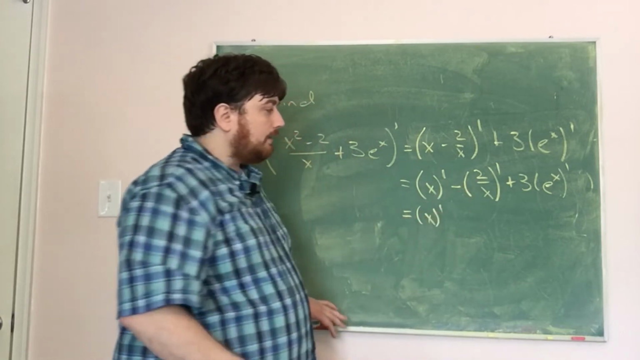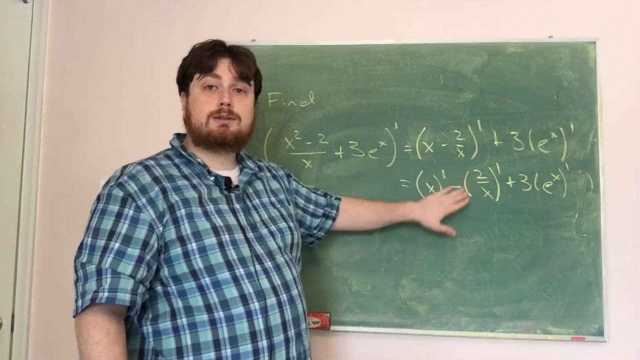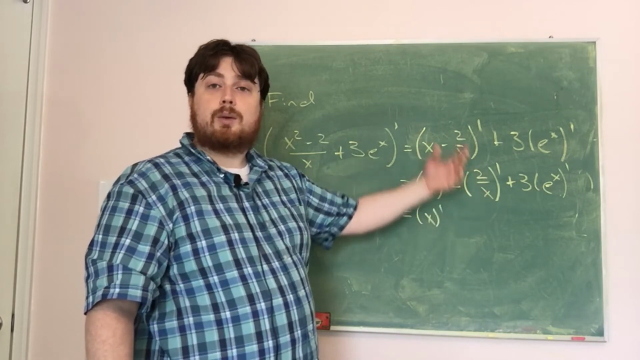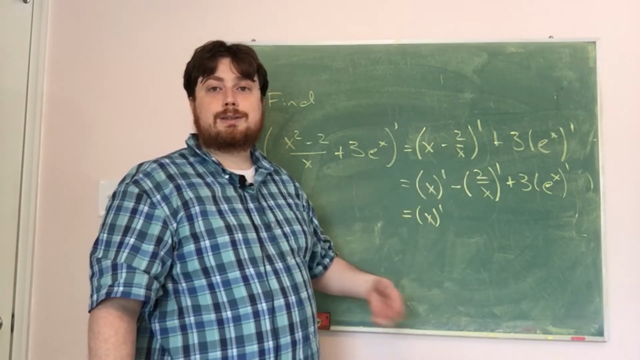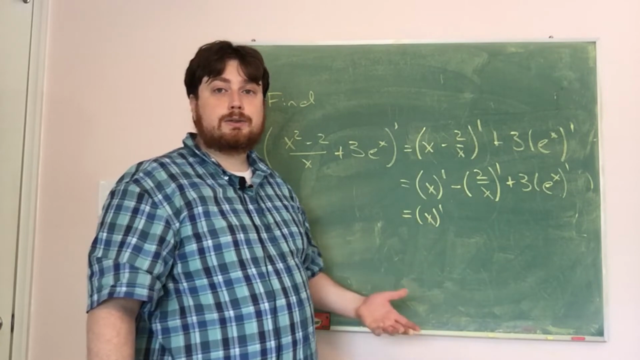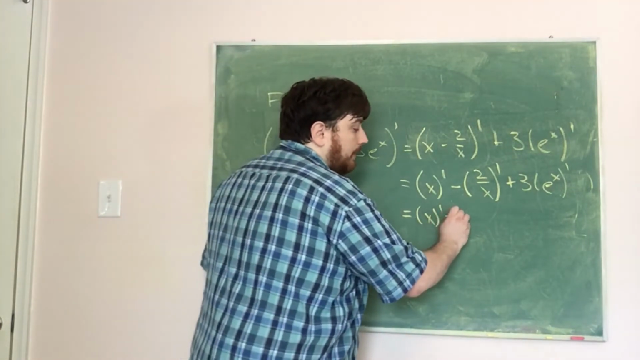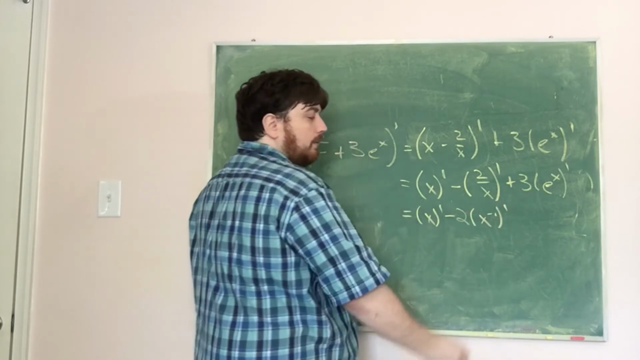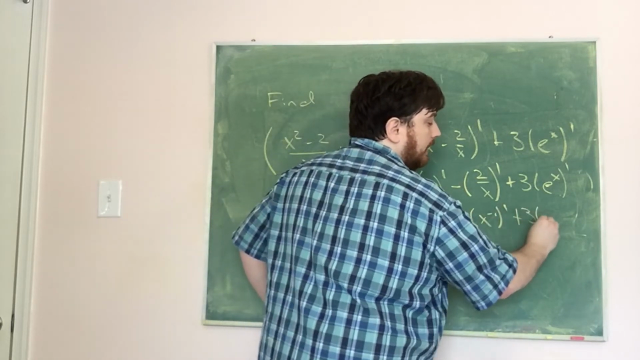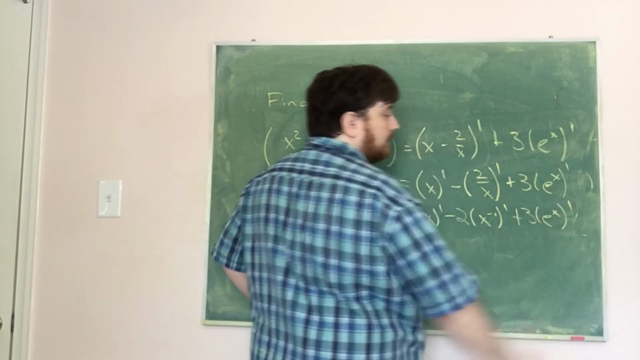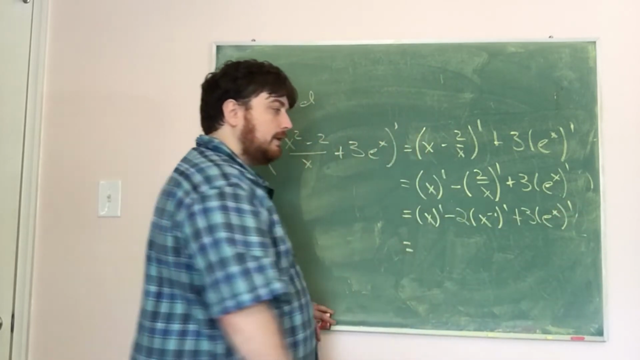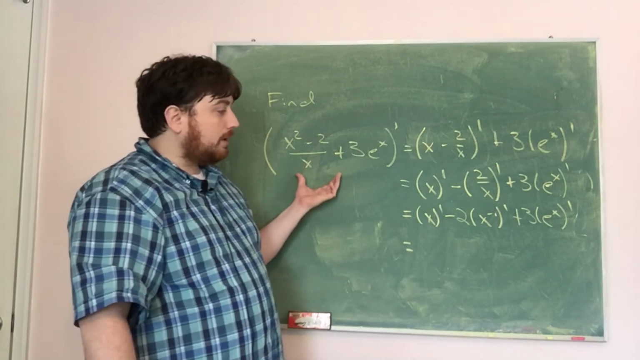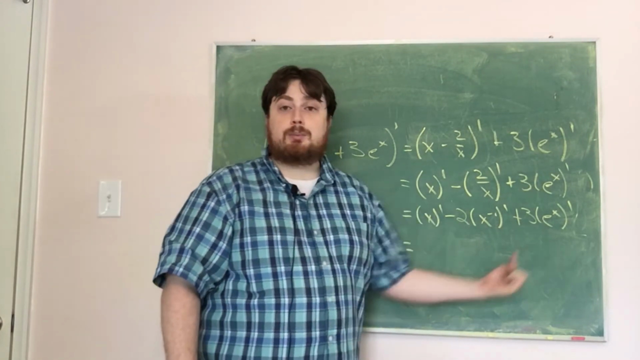Now here, notice that 2 is a constant, so I can factor that out and I'll be left with 1 over x. However, I'm also going to write 1 over x as x to the negative 1 so that I can use the power rule. So what I end up with is minus 2 times the derivative of x to the negative 1, plus 3 times the derivative of e to the x. Now that I've simplified this all the way, it's turned this big problem into 3 simple problems.